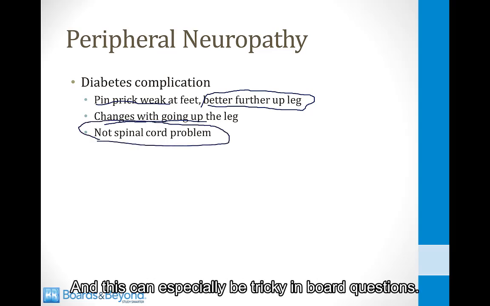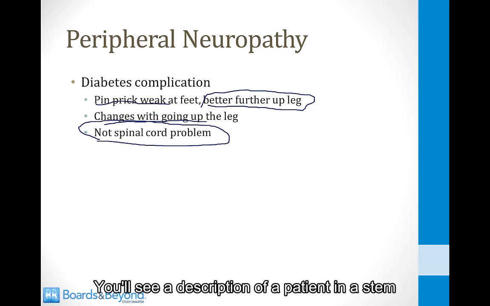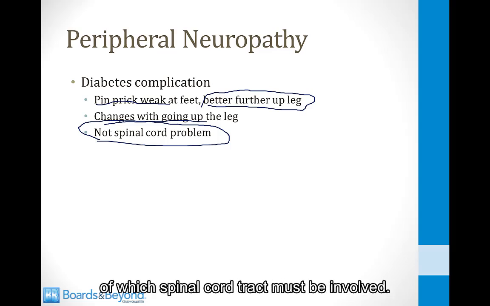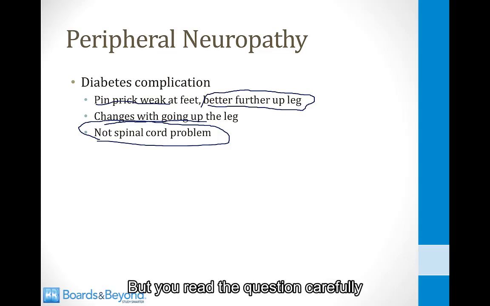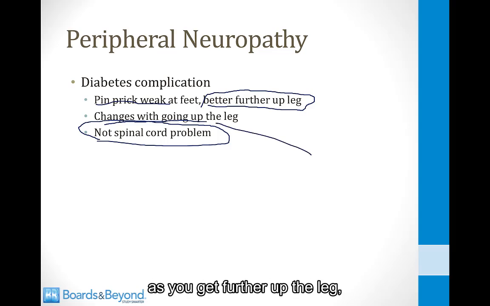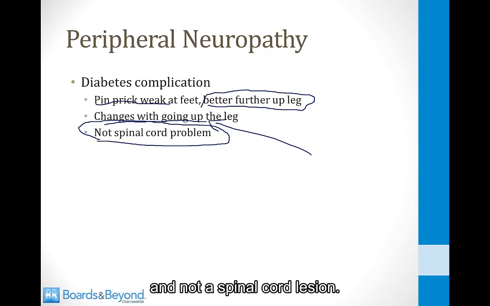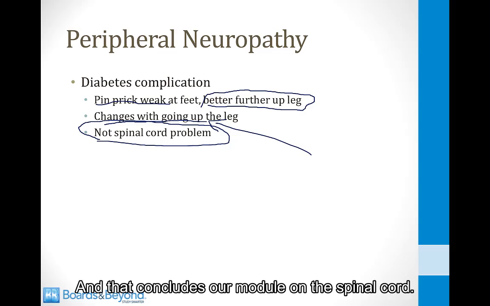And this can especially be tricky in board questions. You'll see a description of a patient in a STEM who's lost pinprick sensation in their feet, and you will start thinking of which spinal cord tract must be involved. But if you read the question carefully and they tell you that pinprick is better as you get further up the leg, then you know that it's peripheral neuropathy and not a spinal cord lesion. And that concludes our module on the spinal cord.